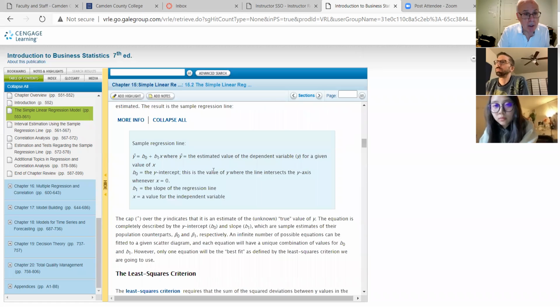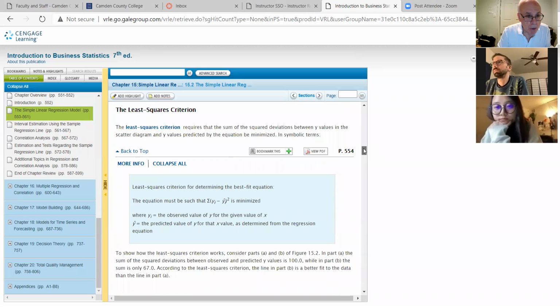We talked about how we use calculus to come up with what's called a least squares equation. And this is it here, where we can predict y based on a particular value of x, and where b1 is the slope and b sub 0 is the y-intercept. It says it right here.